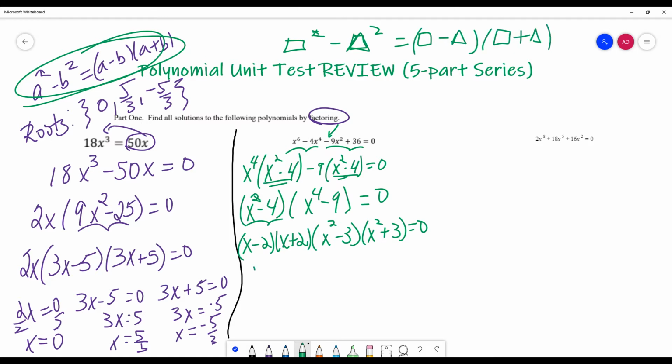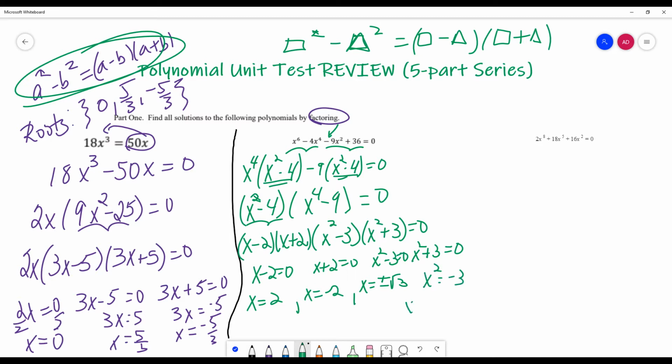Okay, now set each of these equal to 0. So I'm setting each one equal to 0, and then I'm going to solve for x on each one. If I can't factor any more, then I'm setting that whole term to 0, and I can't. So I have x is equal to positive 2, x is equal to negative 2, x is equal to plus or minus the square root of 3. Sorry about that. And then over here, when I bring the 3 over, I get x squared is equal to negative 3. That makes x equal to plus or minus the square root of negative 3.